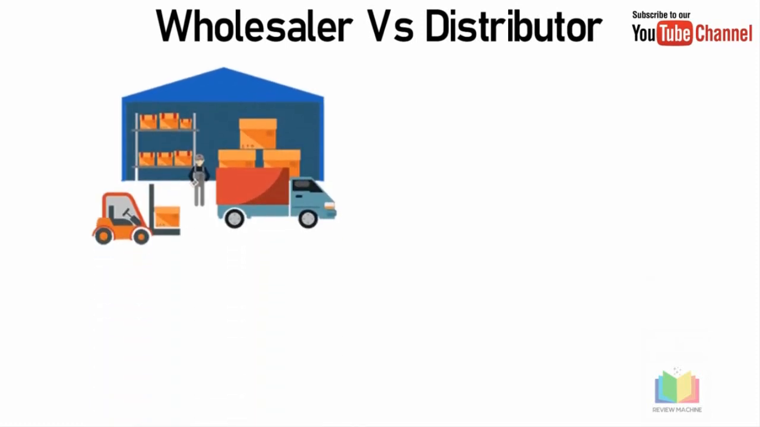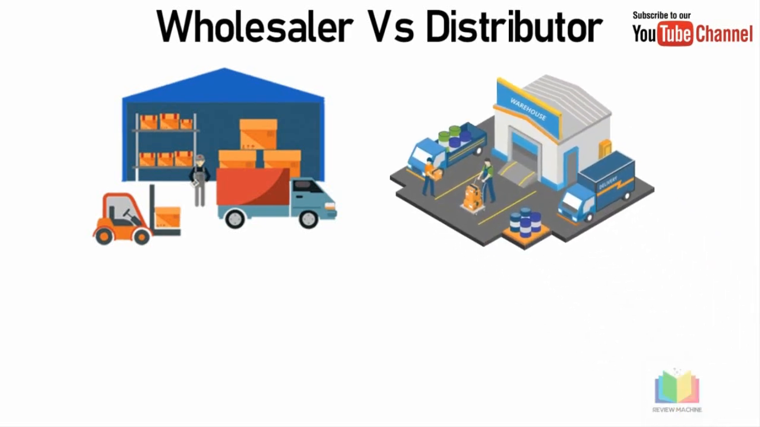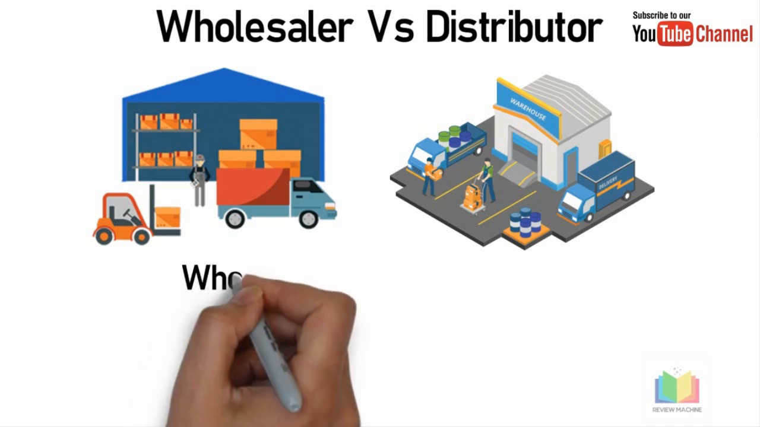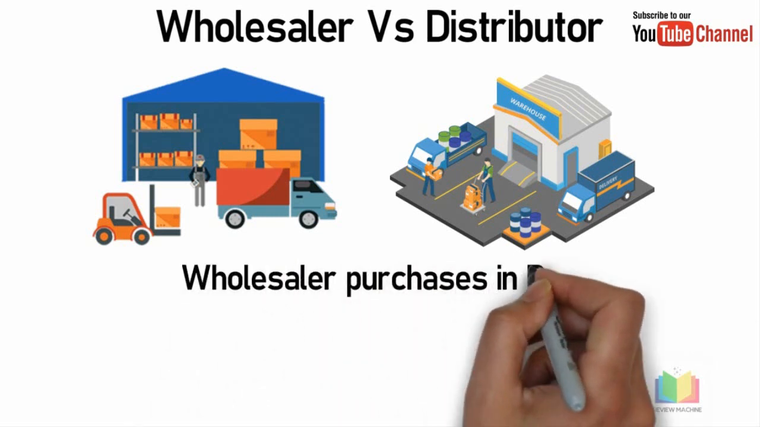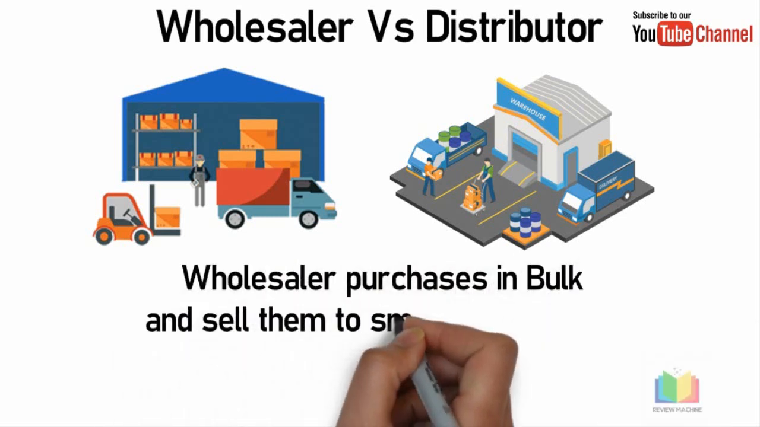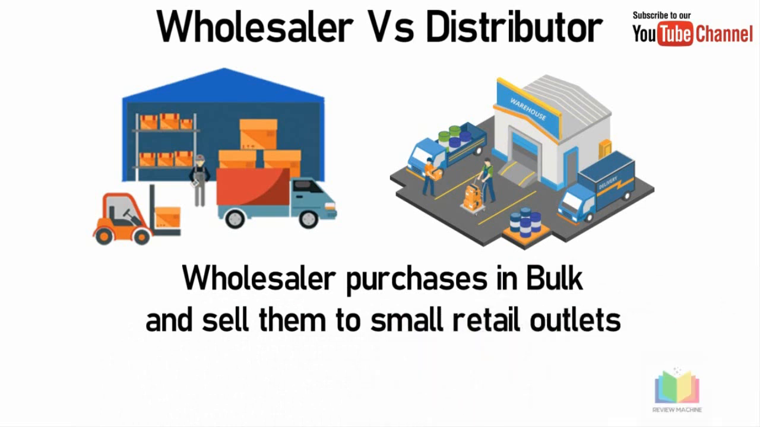So here in this video we will define the term wholesaler and a distributor, and then we will understand the key difference between a wholesaler and a distributor. So first let us understand the term wholesaler. A wholesaler is a trader who buys goods in bulk quantities and then sells them in relatively smaller units. The customers for the wholesalers are mainly small retail outlets and kirana shops. Also, the serving area for wholesalers is limited in comparison with the distributor.